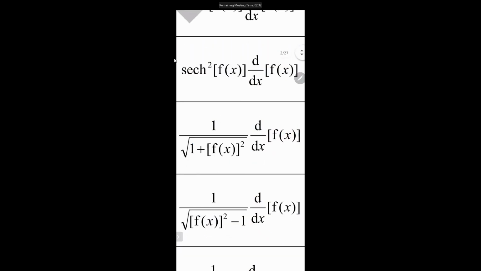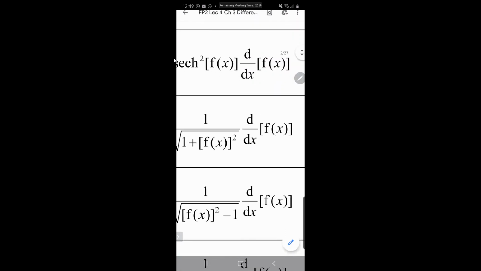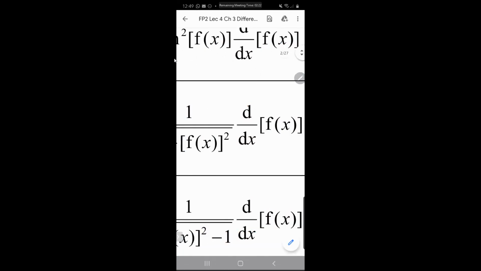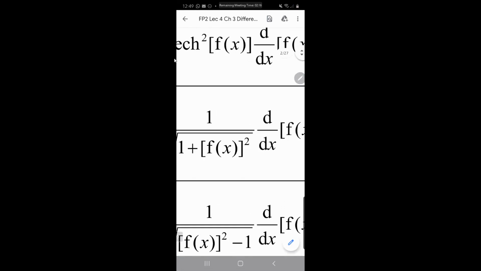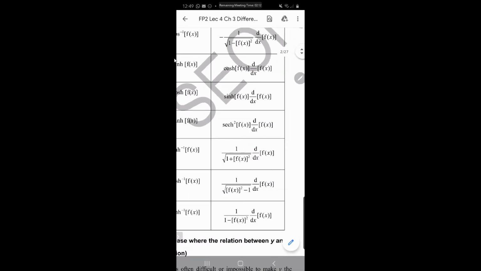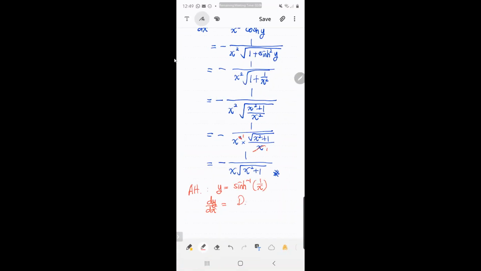I cannot write. I want to open it, but I'm not allowed to do so. Right? So this is the formula. The middle one. Okay. 1 over square root of 1 plus f x squared. Then you differentiate the f of x. All right. So you use this formula for the sine inverse fx formula. So you should be able to get the answer. So this one, do it as exercise. Do it yourself. So you must be able to get back this one.